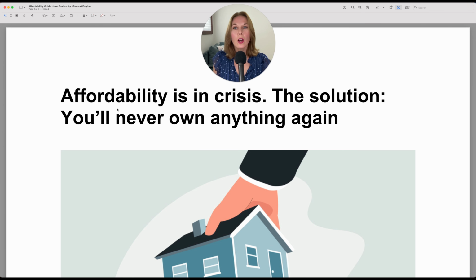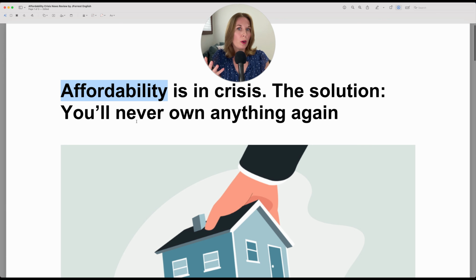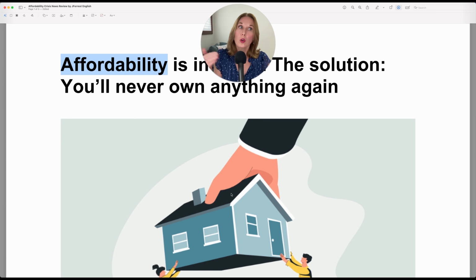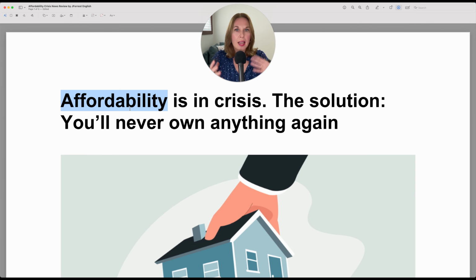Our headline: "Affordability is in crisis. The solution: you'll never own anything again." So here, notice affordability. This is a noun. It's the subject of the sentence. Affordability as a noun is the ability to afford. So your ability to afford a home, to afford groceries, to afford rent, whatever it might be, that is the noun concept of affordability as a general concept, one's ability to afford.